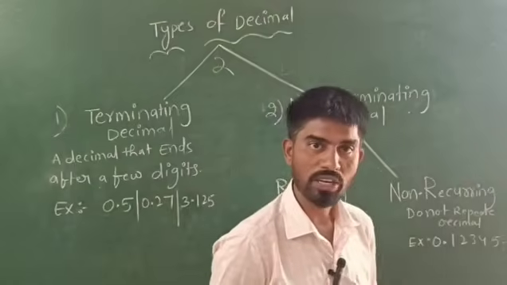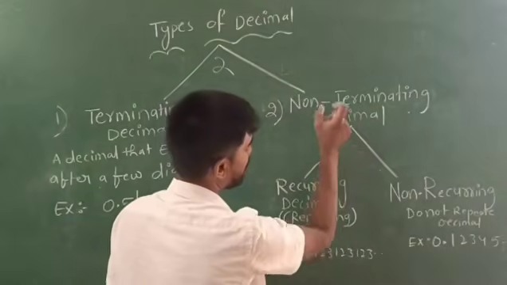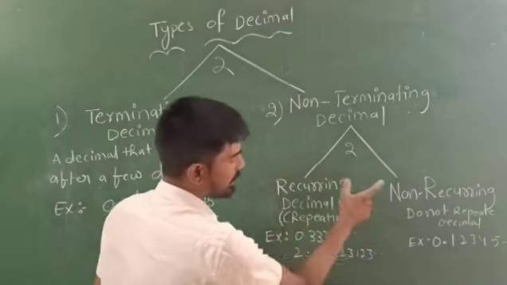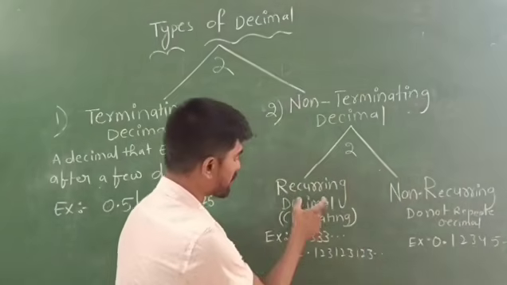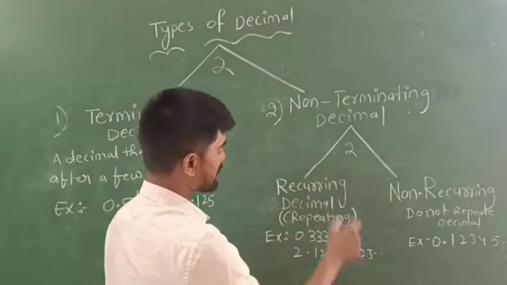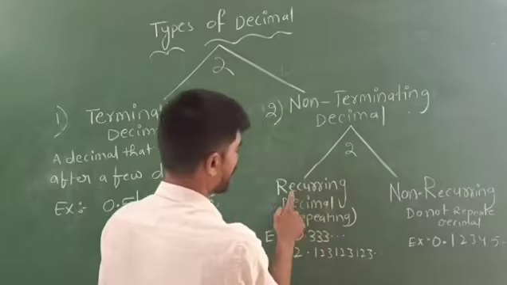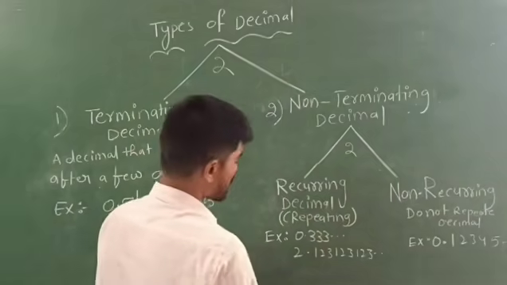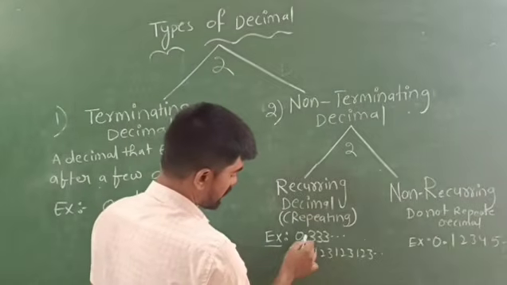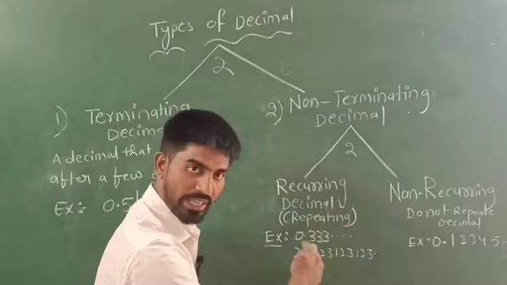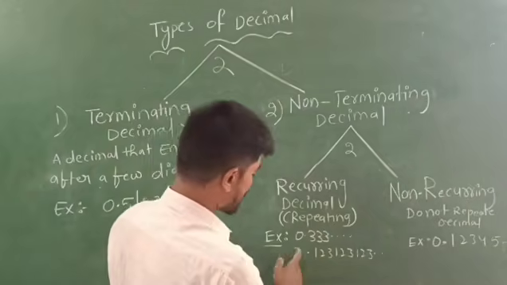The second one is non-terminating decimal. Non-terminating decimal is divided again into two types. One is recurring, another one is non-recurring. Recurring means repeating decimals, then it is called a recurring decimal or non-terminating recurring decimal. Suppose I am taking one example, 0.3333, it is going on, this digit only repeating a number of times.